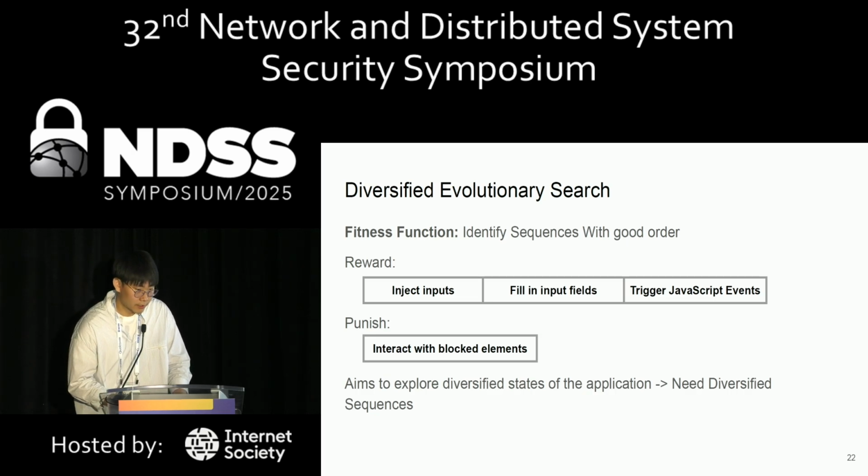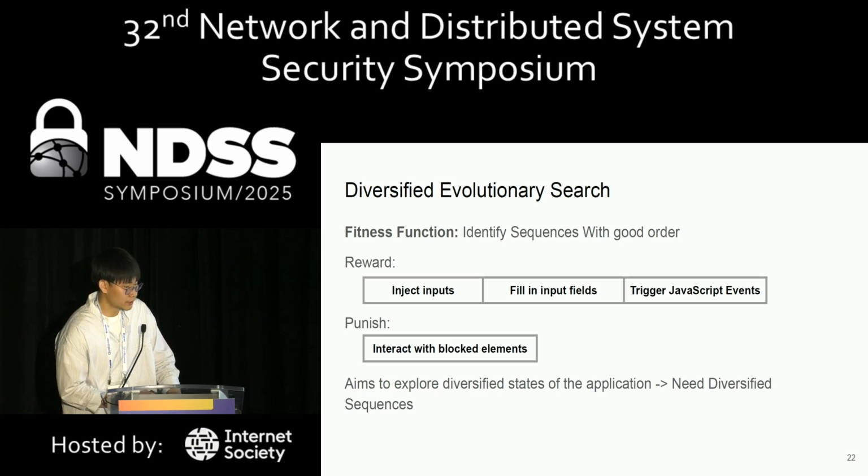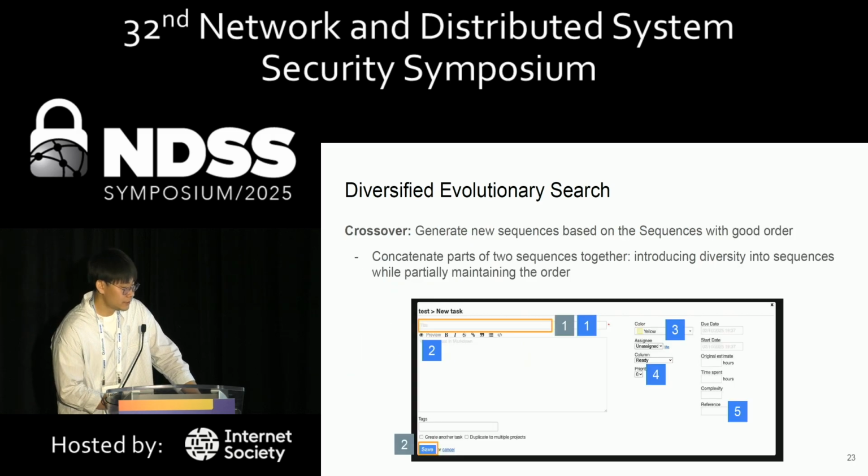So what sequences are considered to have good order? We tend to reward sequences that can inject inputs into the database, fill in more input fields, or in the end, trigger JavaScript events. All these three operations can help the crawler to transition the application into diverse states. Also, triggering JavaScript events can enable new elements on the web pages and expose possible new links on the page as well. We also want to punish sequences that interact with blocked elements, since they don't follow the order and there's no meaning in interacting with them, so we'd just waste the crawler's time. Now we have a fitness function to help the crawler identify which sequences are considered to be good.